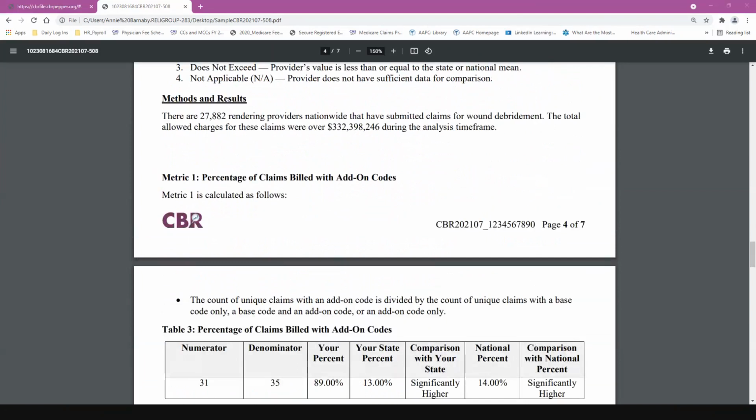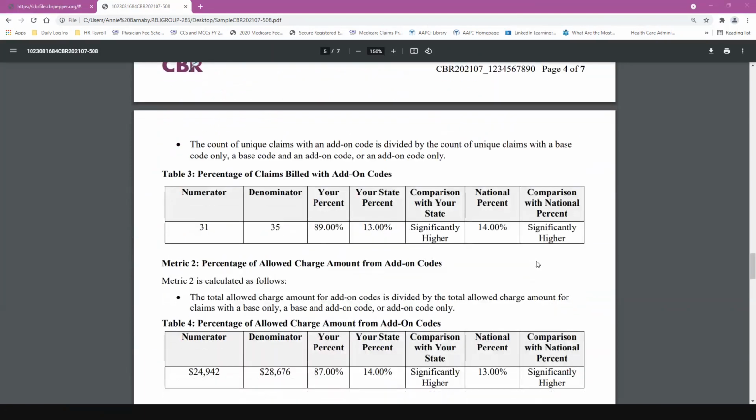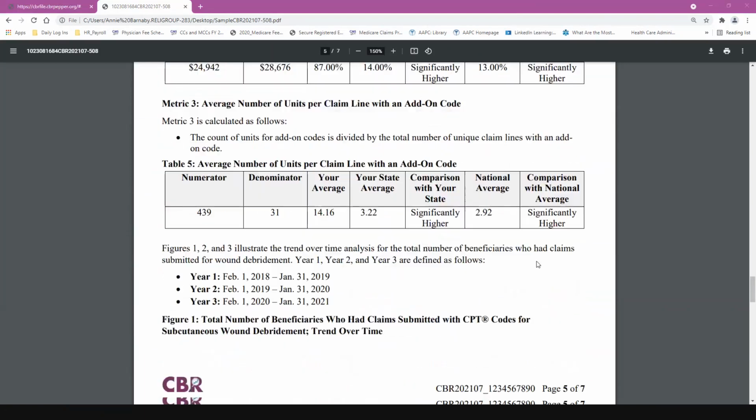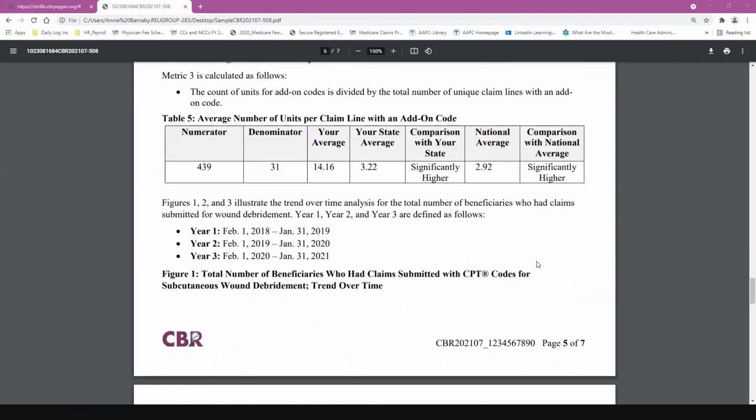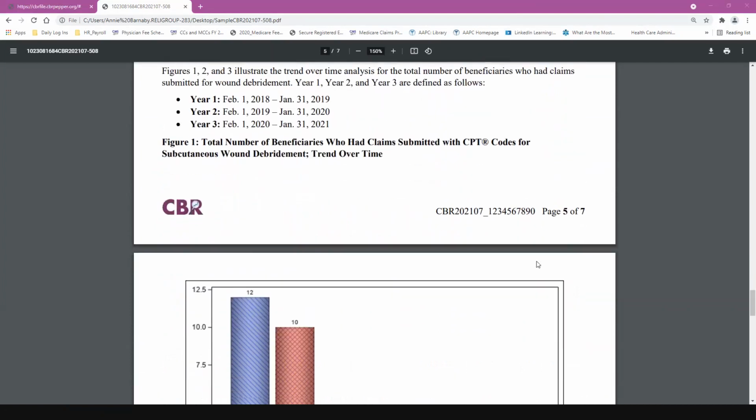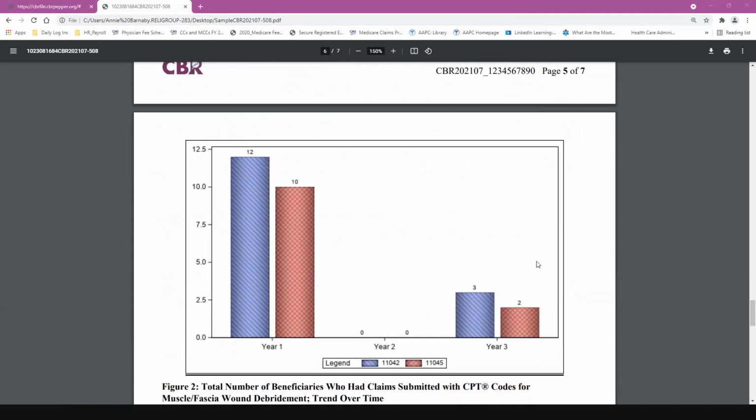The methods and results section is a review of the results for the CBR analysis, followed by individual results comparing CBR recipient to other providers. Following that information, the calculation for each metric is described, and then the results for the provider for each metric is shown in table form. This section also provides a graph displaying the trend over time for the provider.